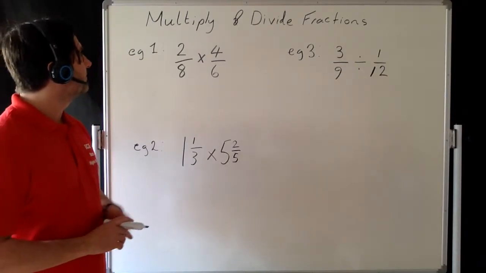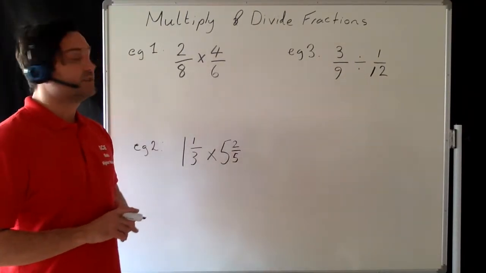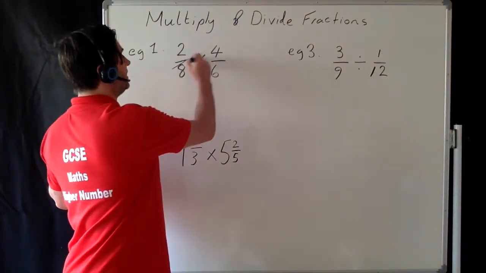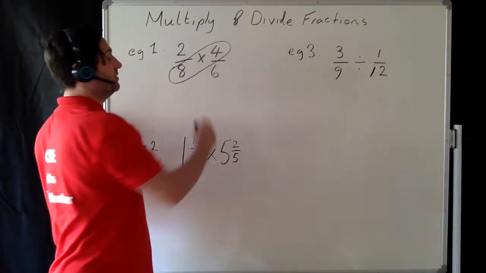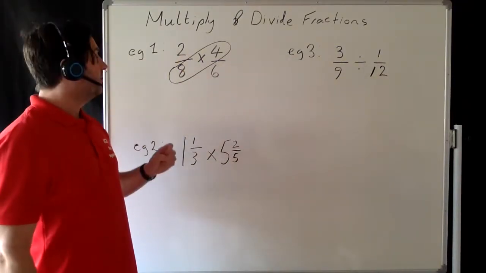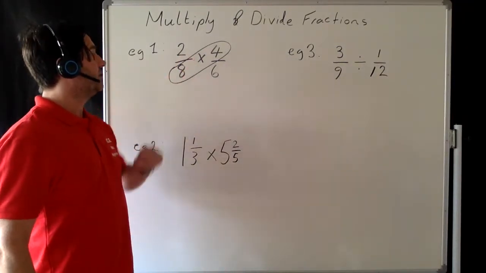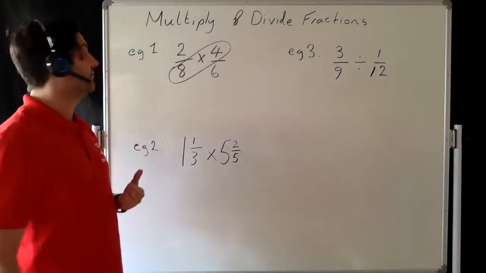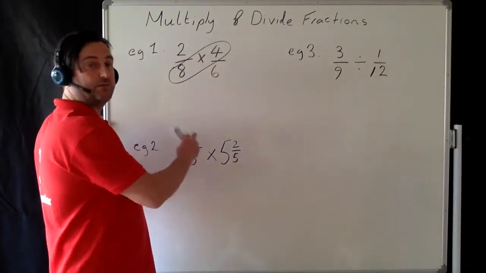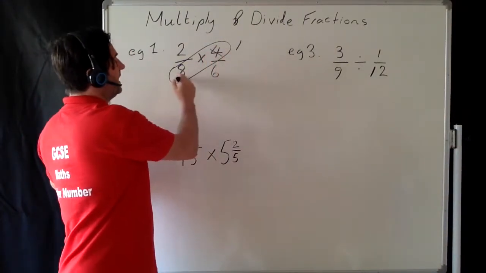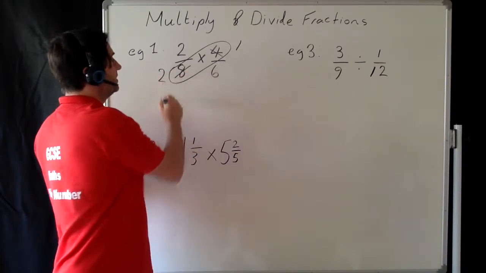Example 1 then. We've got to multiply these two fractions together. What I'd like to do first of all is see if there's any cancelling down we can do to our fractions. This is called cross cancelling. If we have a look, we've got 8 and 4. Is there a common factor of 8 and 4? Well, yes, there is, because 4 is a common factor. I know that 4 goes into 4 once, and it goes into 8 twice.